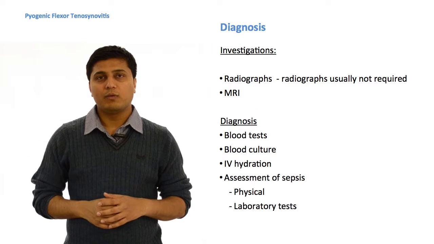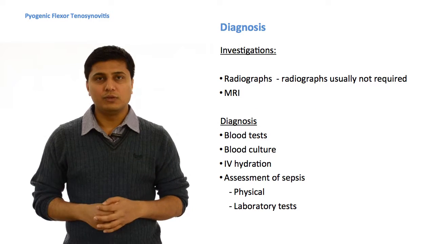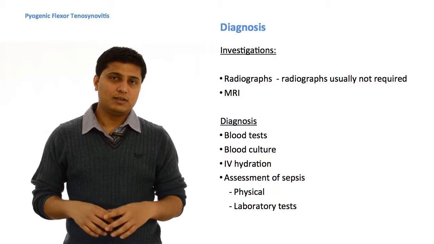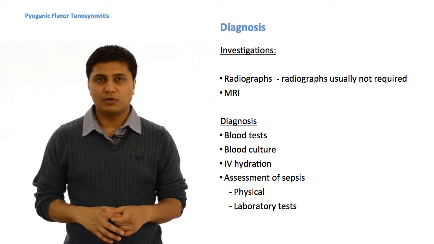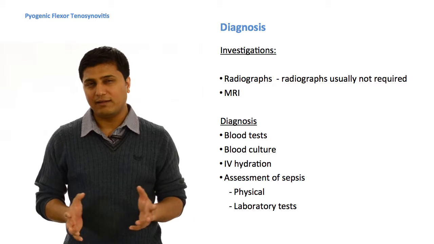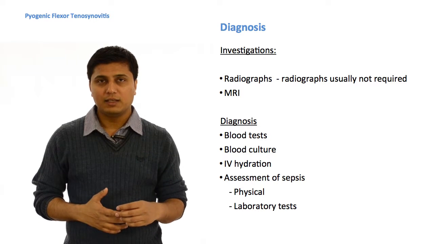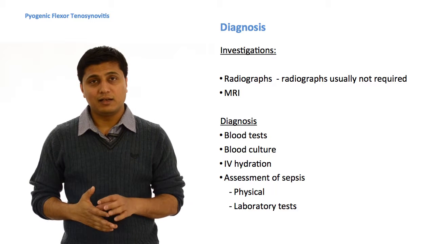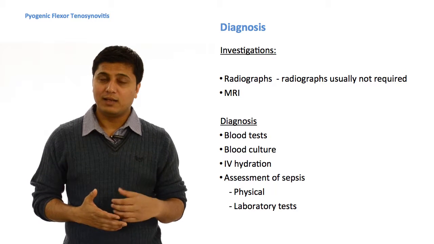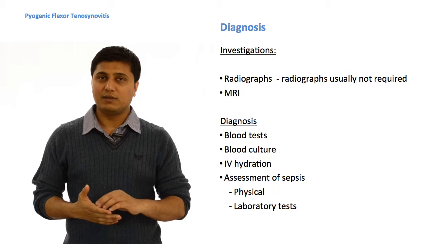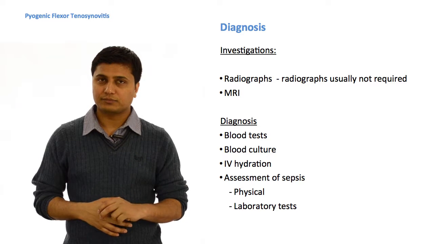So what are the investigations which are useful? X-rays, just to rule out any foreign body or any fractures, etc., which is very rare. MRI sometimes may show inflammation of the flexor sheath. Rarely, ultrasound is requested if you have time before theatre, just to see the extent of the collection.